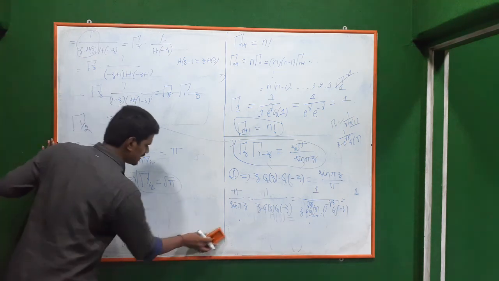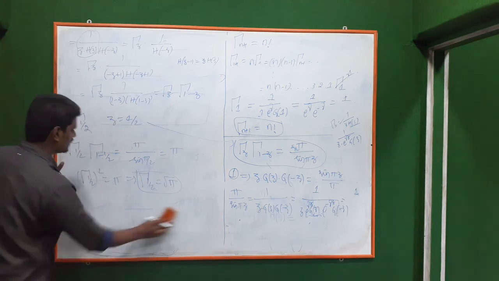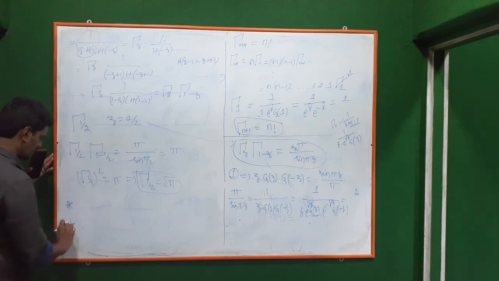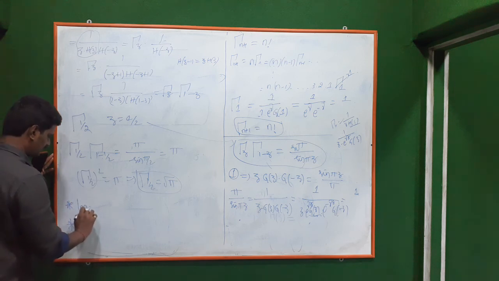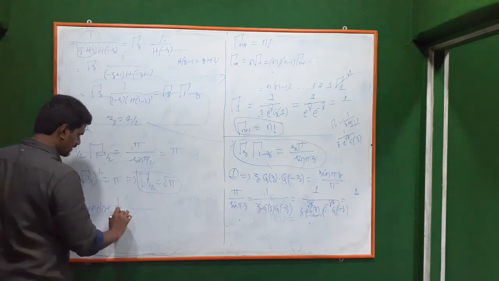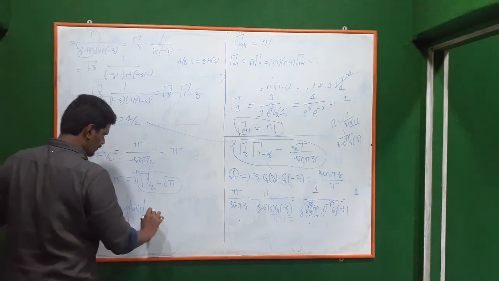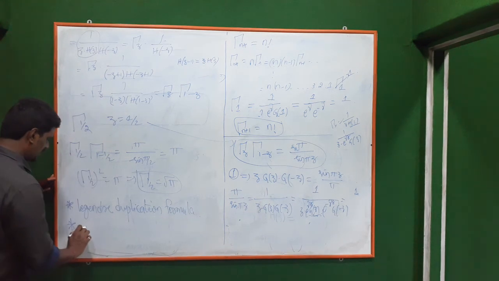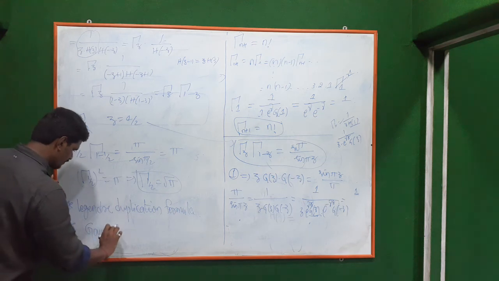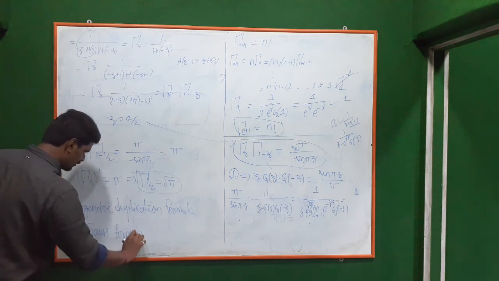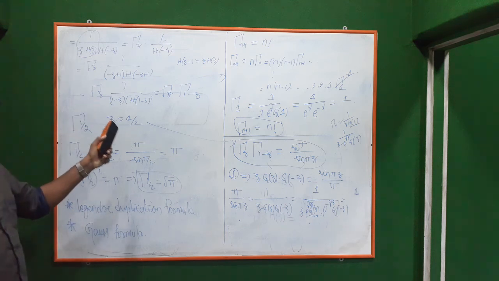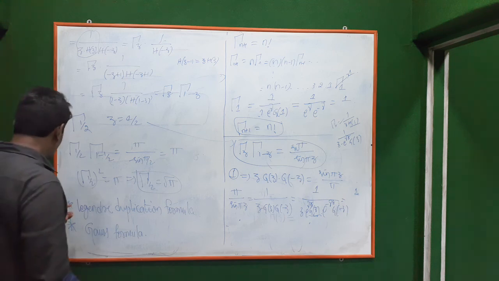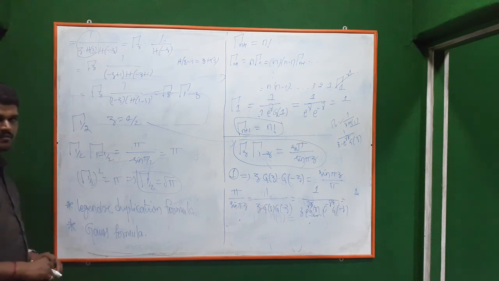Next there is an application for this gamma function with your canonical product definition, that is proving two important formulas: your Legendre duplication formula and Gauss formula. These two formulas are applications of your gamma function with canonical product definition. So we will prove that in the next class. Okay, Legendre duplication formula and Gauss formula, we'll see in the next class. Thank you.